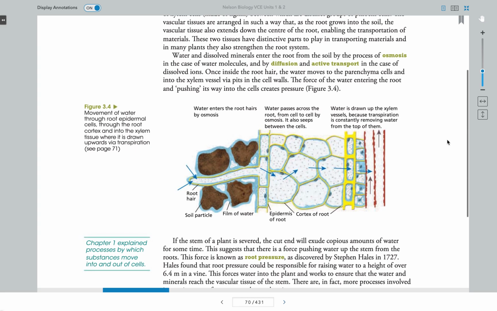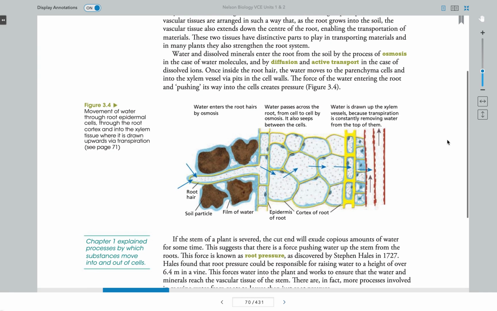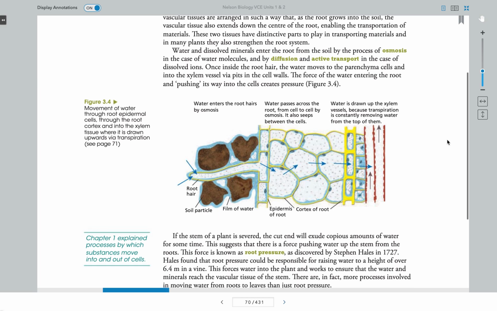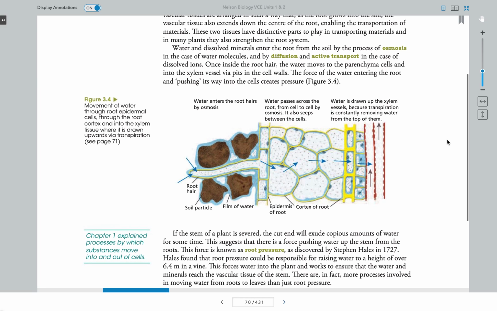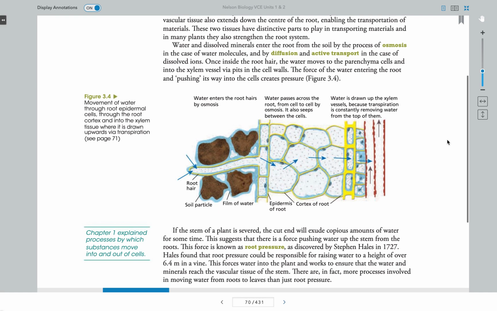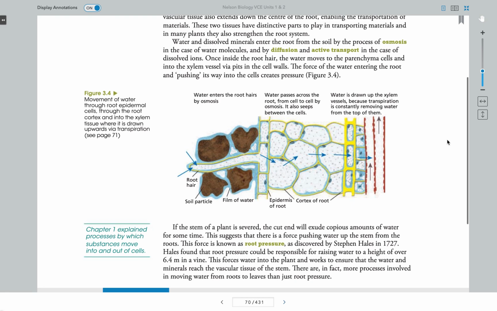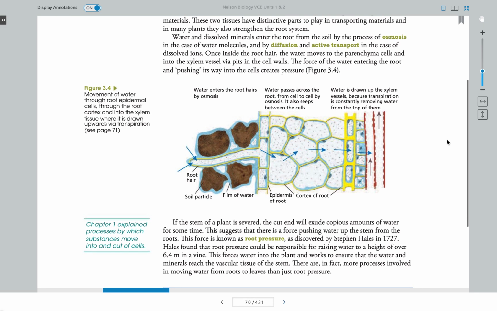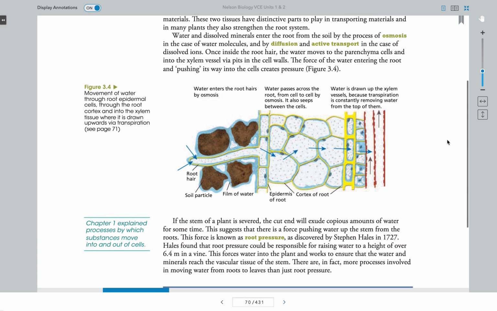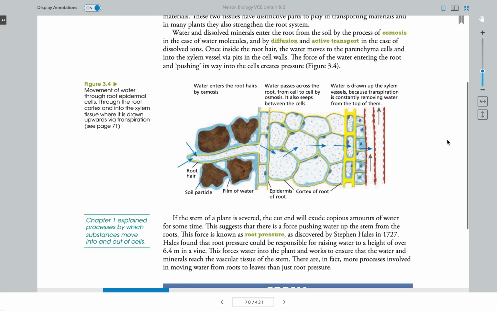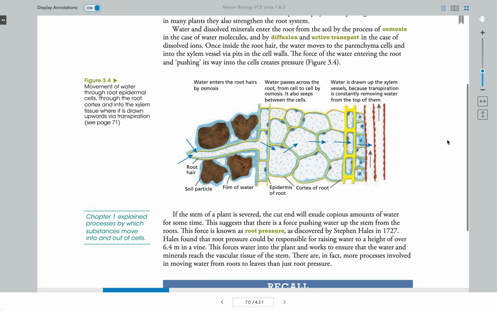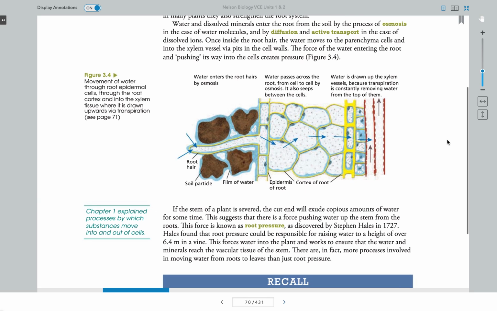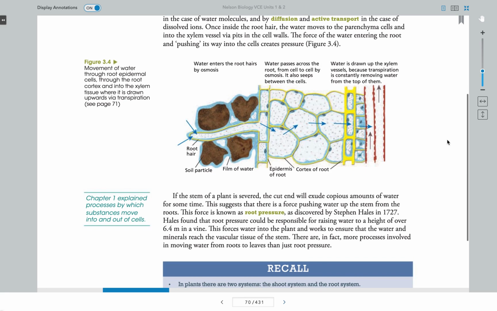The vascular tissues are arranged in such a way that as the root grows into the soil, the vascular tissue also extends down the centre of the root, enabling the transportation of materials. These two tissues have distinctive parts to play in transporting materials, and in many plants they also strengthen the root system. Water and dissolved minerals enter the root from the soil by the process of osmosis in the case of water molecules, and by diffusion and active transport in the case of dissolved ions.